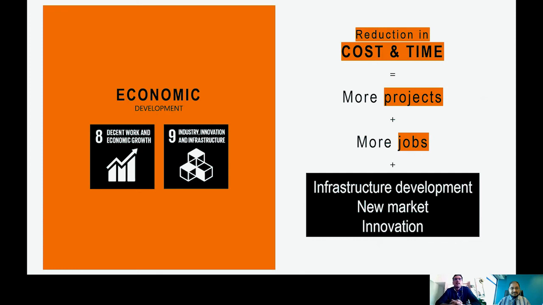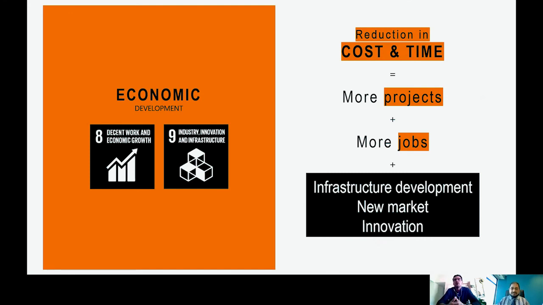If we look at economic development, the two sustainable development goals that are most applicable are decent work and economic growth, as well as industry, innovation, and infrastructure. So I briefly skipped over that, but 3D concrete printing offers reduced time and cost with your construction. Theoretically, if you're reducing the cost and the time of a construction process, you could take on more projects in a shorter amount of time, therefore creating more jobs.